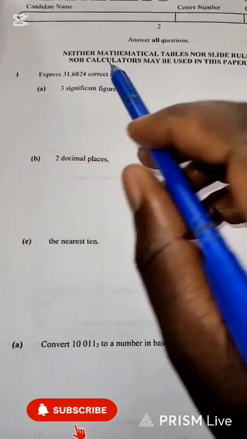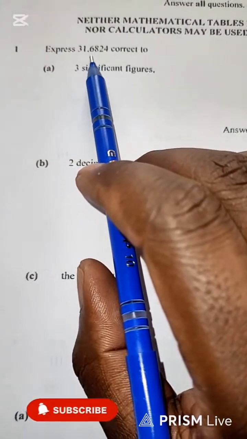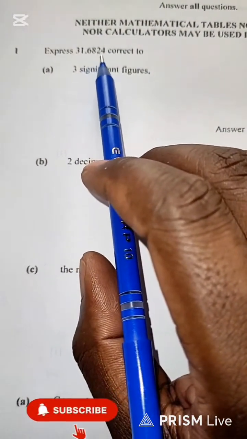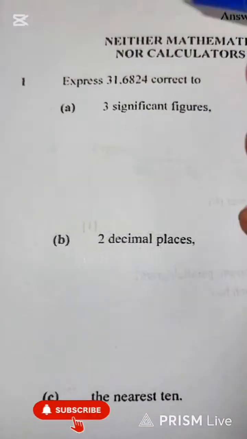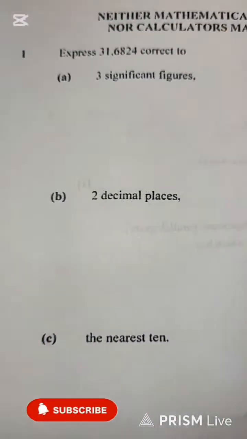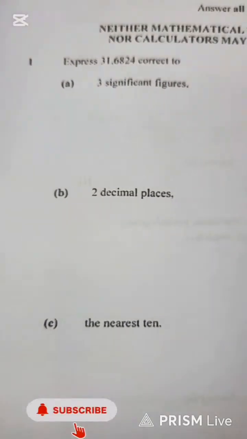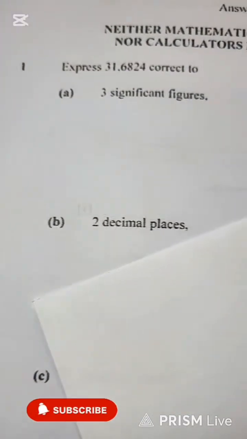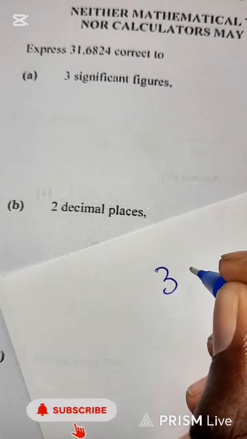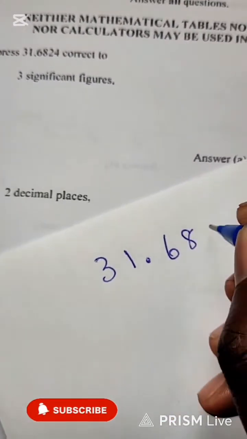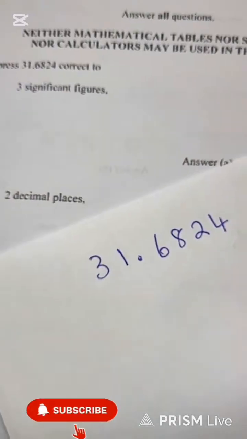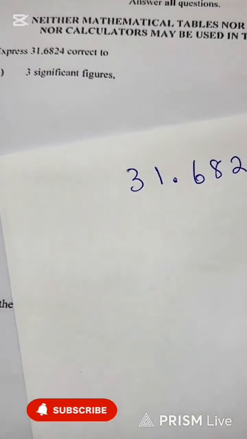Question number 1 says express 31.6824 correct to 3 significant figures. Remember, significant figures is counted before the what? The comma. Are we together? So that's 31.6824. Okay. To what? To 3 significant figures.